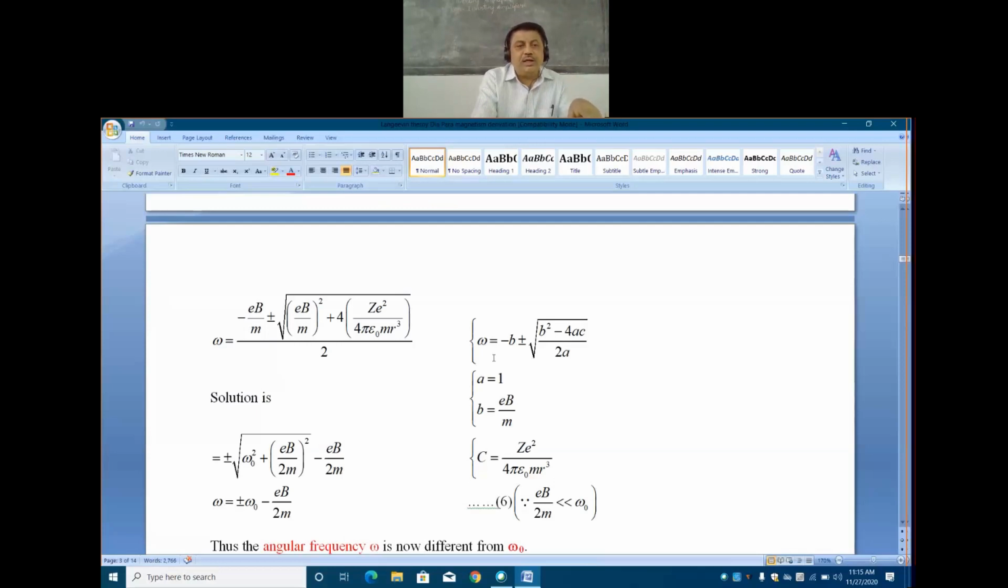So divided by 2A, A is also 1. Therefore omega is equal to minus B plus minus square root of B square minus 4AC, by 2. So the solution we get is plus minus root of omega naught square plus e square B square by 4m square, minus eB by 2m. If we solve this, we get this, and we will put a condition that eB by 2m is very small compared to omega naught.